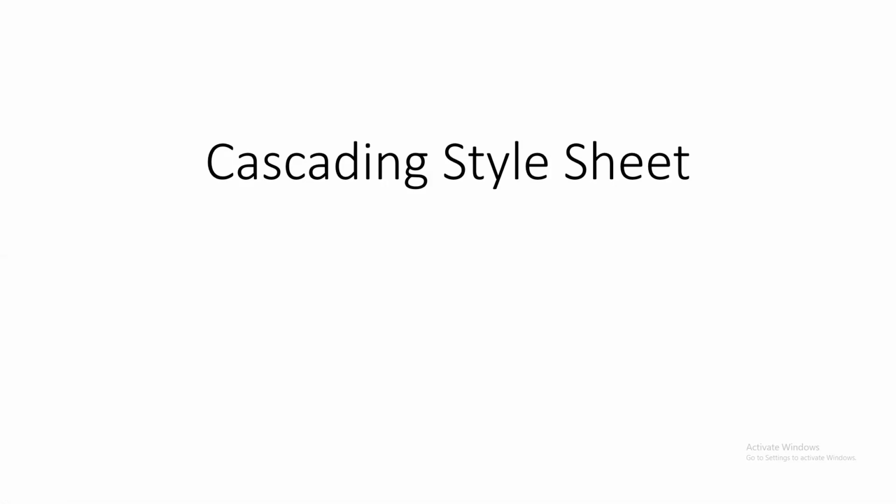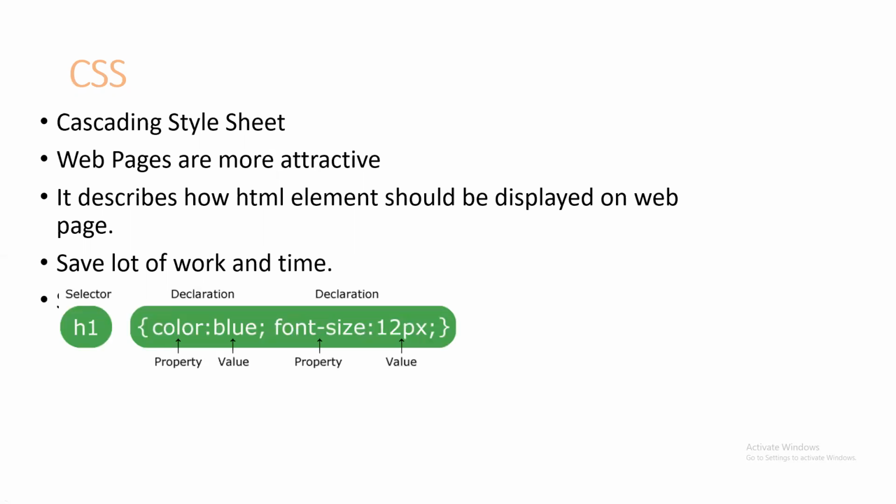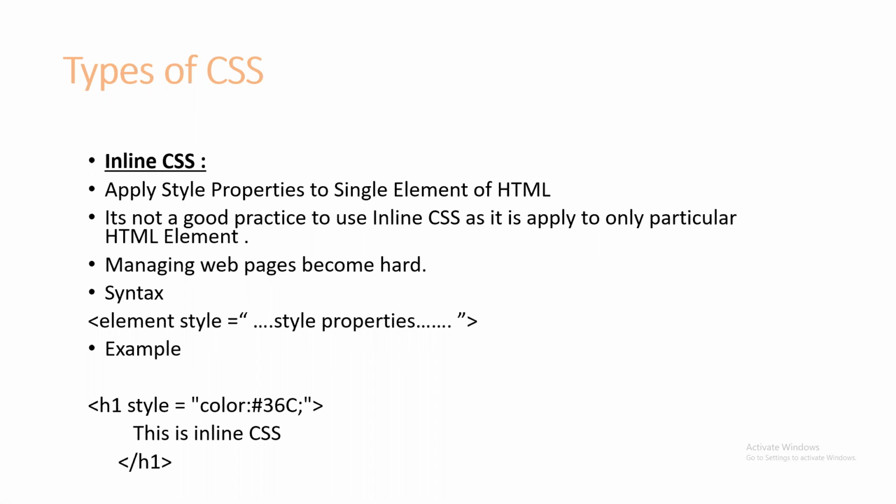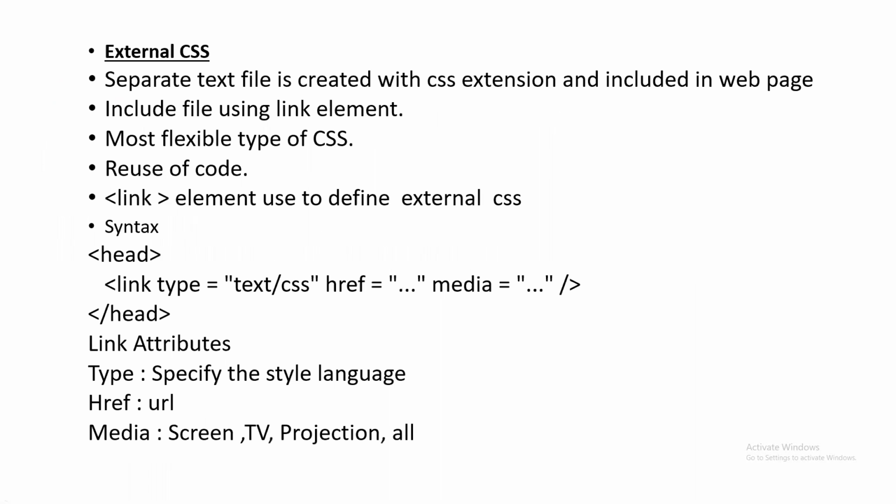Today, we are going to see some important properties that we generally use in CSS. Before that, let's review the last lecture. In the last lecture, we have seen how to define CSS and what the different types of CSS are: inline CSS, internal CSS, and external CSS with their examples.